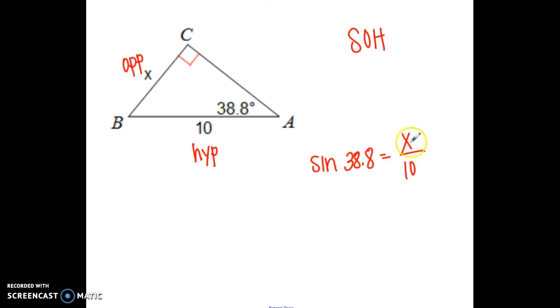And to get x by itself, you're going to multiply both sides by 10. So x equals 10 times the sine of 38.8. Type that in your calculator, 10 times the sine of 38.8, and you get about 6.3. So x is approximately 6.3.